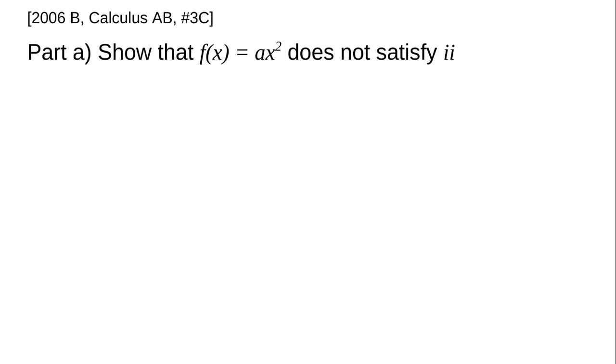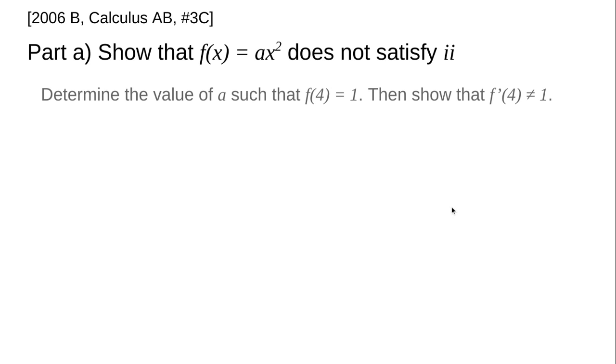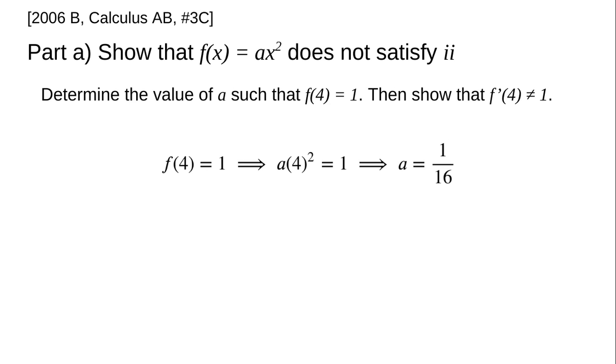And in part A, we are asked to show that a function f of x equals ax squared cannot satisfy the second condition. So using the question stem, we're supposed to have the condition that f of 4 is equal to 1 and that f prime of 4 is also supposed to equal 1. However, if f of 4 is equal to 1, then a must be 1/16.